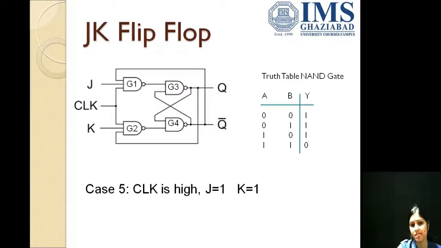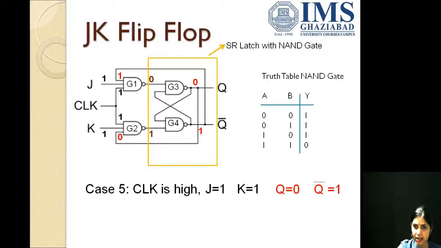Now let us come to case 5. Here again we have clock is high. Now J is 1 and K is 1. As you can see from this particular figure, we have entered the values as well. And let us assume the previous output Q as 0 and Q bar as 1. This 0 would be going as an input to G2 gate, leading to the three inputs of G2 gate as 1 1 0, and the three inputs for G1 gate would be 1 1 1. Now the output from G1 would be 0 and G2 would be 1.